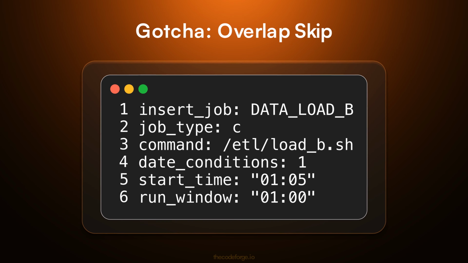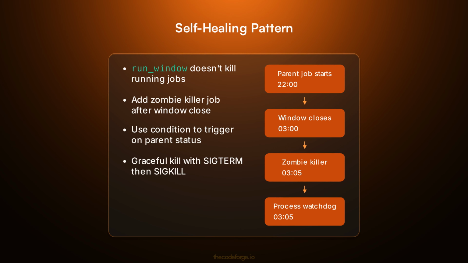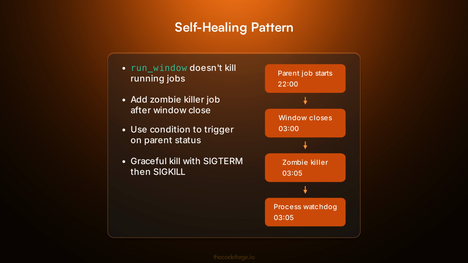When 2 jobs share the same run window and one starts after the window closes, it's skipped without any error. The SLA report shows completed because it was never in error state. To handle jobs that run past their window, create a zombie killer job that runs 5 minutes after window close. It checks process tables and kills any still running instances.